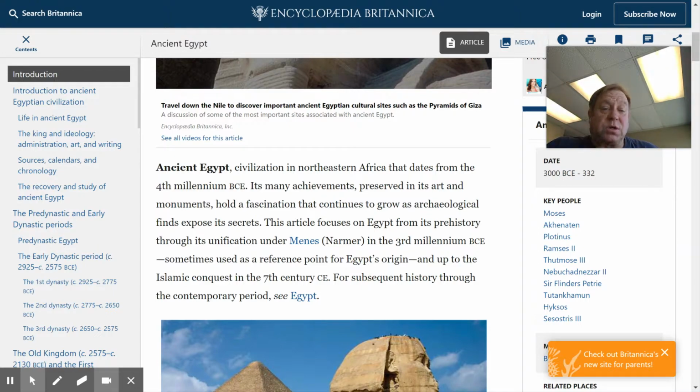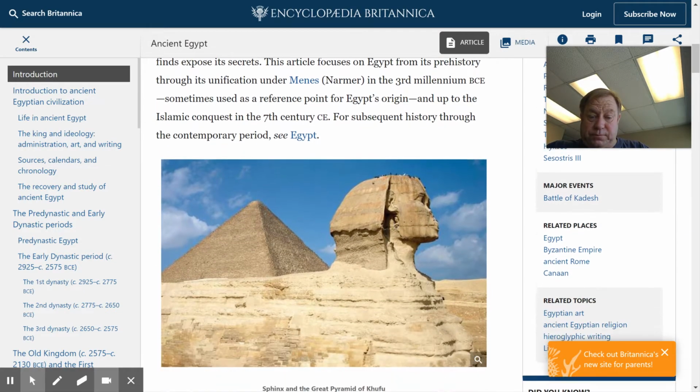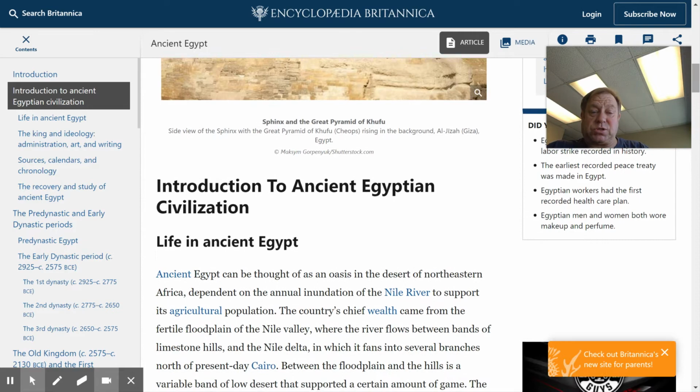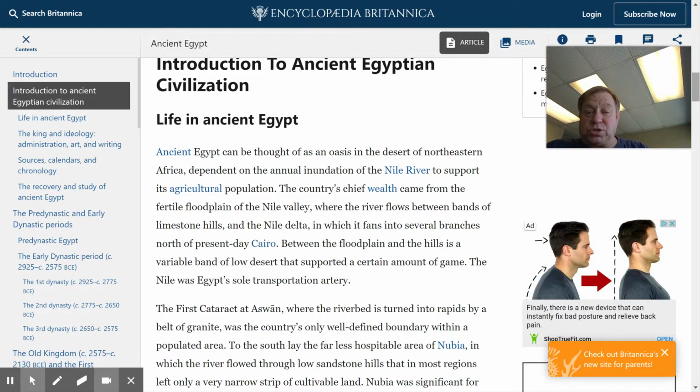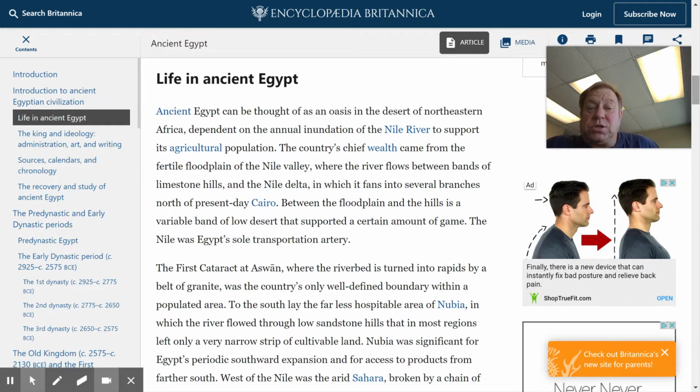So in other words, this article is going to cover the period of time we call ancient Egypt. And it's going to go through about the 7th century AD, or after Christ's birth. Okay, introduction to ancient Egyptian civilization, life in ancient Egypt. Ancient Egypt can be thought of as an oasis in the desert of northeastern Africa, dependent on the annual inundation of the Nile River to support its agricultural population.